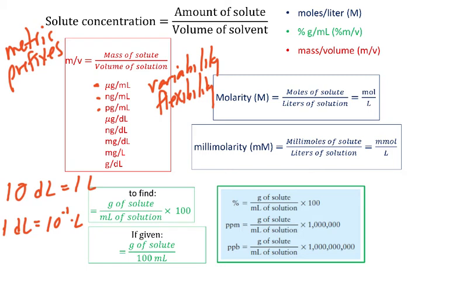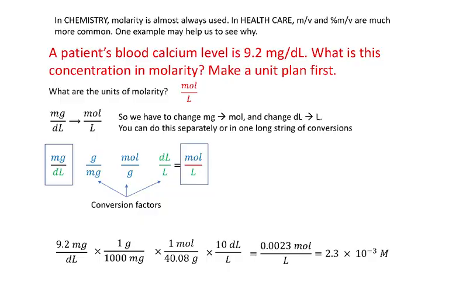Okay, and again, now that you're at home, all this is in your textbook. There's a lot of examples that I'll point you to at the end of this, but basically, they have these three kinds of sections just like this, and it's good practice to be aware of all of them. In chemistry, molarity is almost always used.